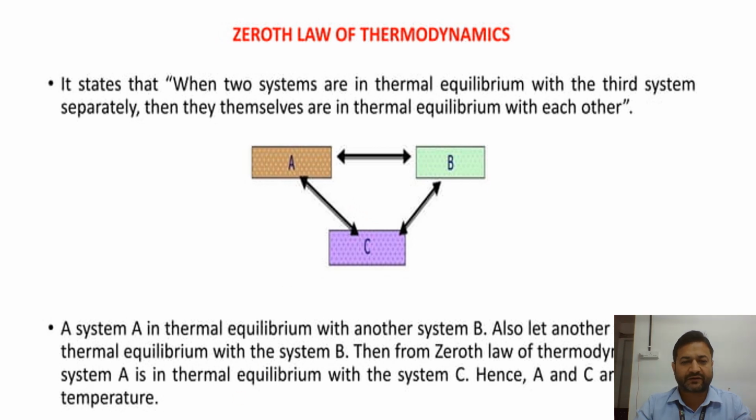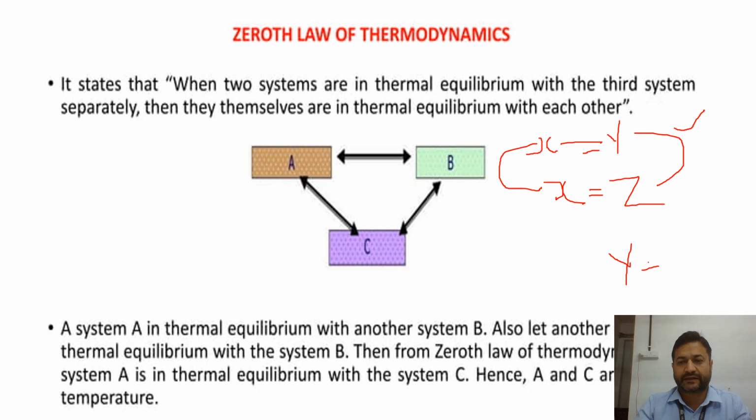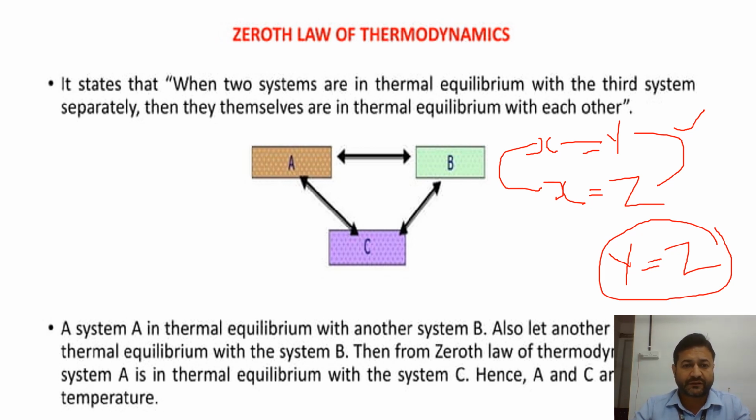This point is clear. This is somewhat like mathematics, where we wrote x equal to y, x equal to z. If your left hand sides are equal, then automatically your right hand sides will also be equal. It means y is equal to z, that we have studied in the algebra section of mathematics. In the same manner, the 0th law states that A is in thermal equilibrium with B, and separately A is also in thermal equilibrium with C, then automatically these two will also be in thermal equilibrium.